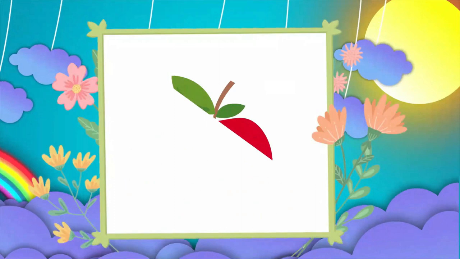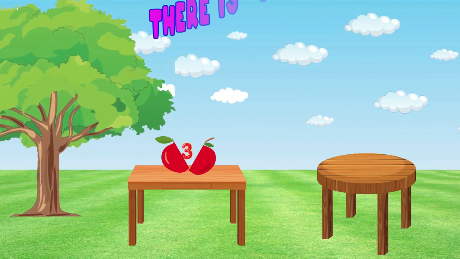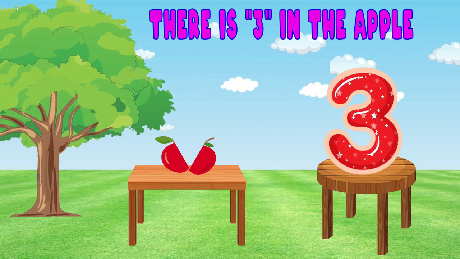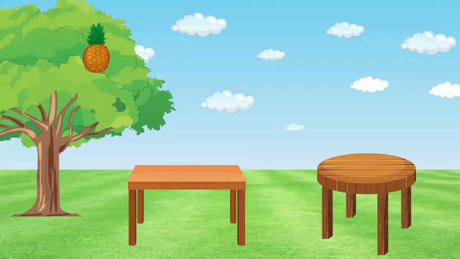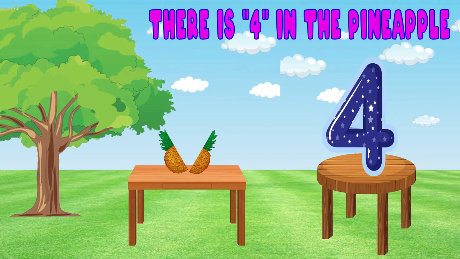Apple. Apple falls from the tree. Apple is broke. There is three in the apple. Wonderful. Pineapple. Pineapple falls from the tree. Pineapple is broke. There is four in the pineapple. Amused.